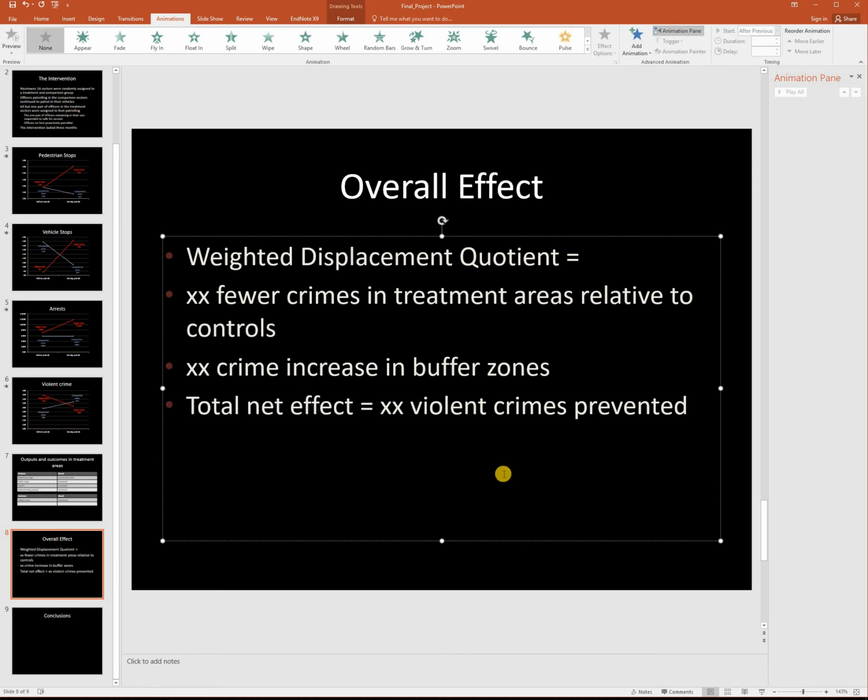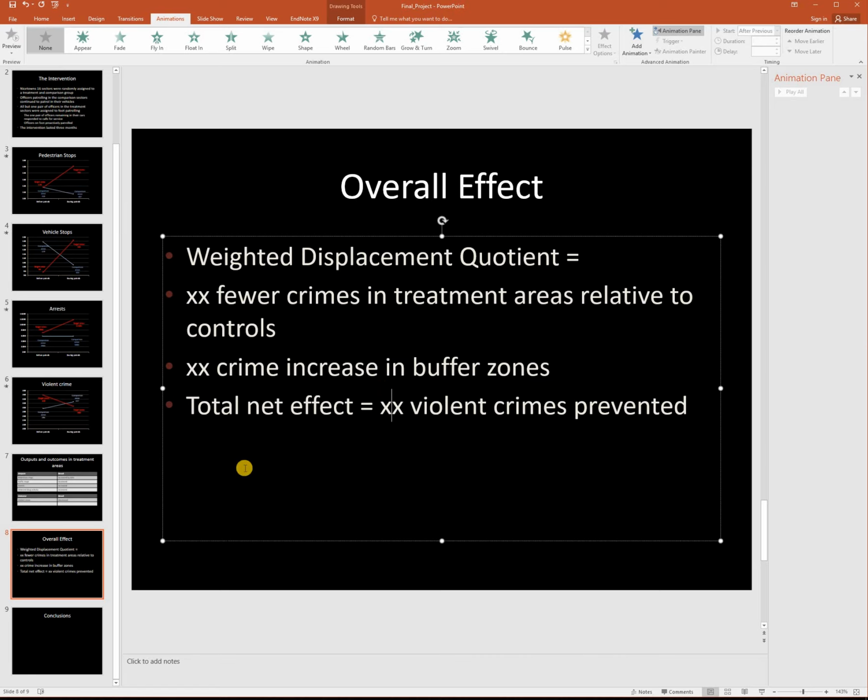So with this slide, what I would do, when you're giving your presentation, is talk briefly about what a weighted displacement quotient is, how you calculated it, right? Where did the data come from? And again, you don't have to get very specific here, but say this came from official records for the police department. We use the weighted displacement quotient calculator to calculate the weighted displacement quotient as well as the total net effect and crime displacement. So, and these are the findings.